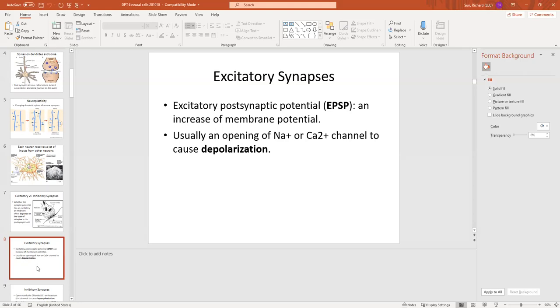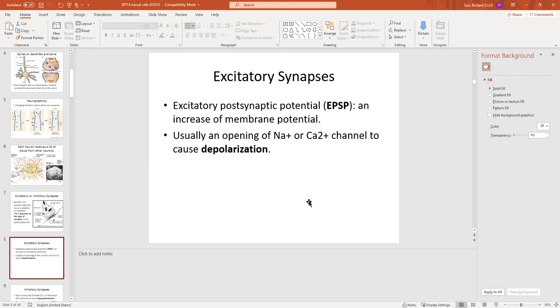If this receptor is a ligand-gated ion channel, for example, and opens up sodium or calcium, then once it's open, sodium, which is at higher concentration in the extracellular space, will flow into the postsynaptic site, and that will cause an excitatory effect. Same thing with the calcium. Once it's open, calcium will flow in, causing an excitatory effect.